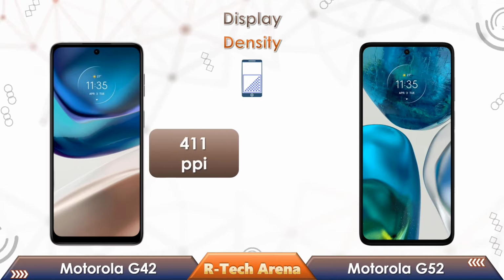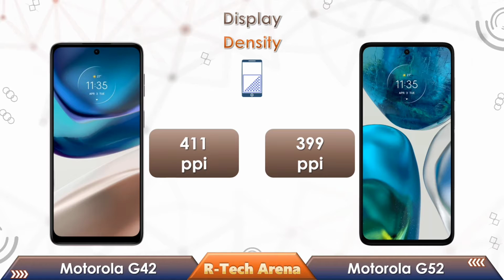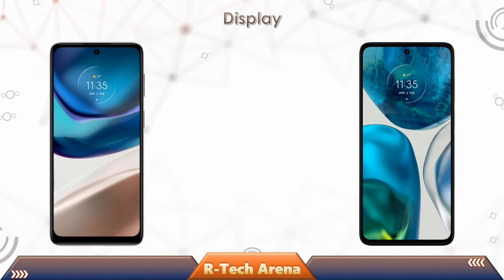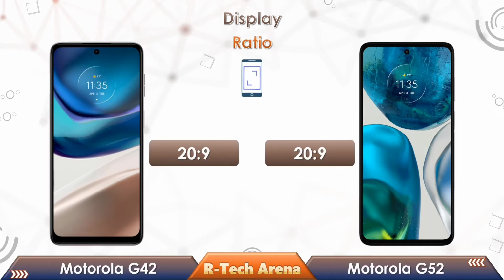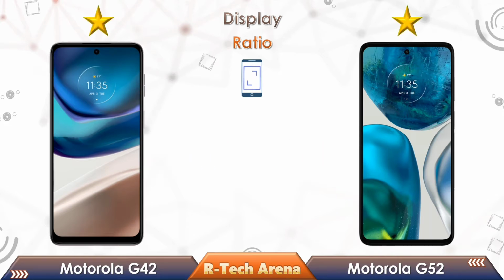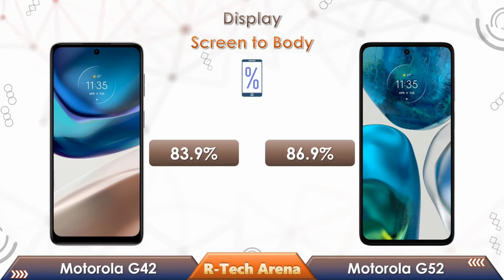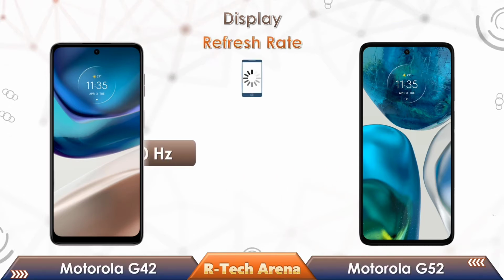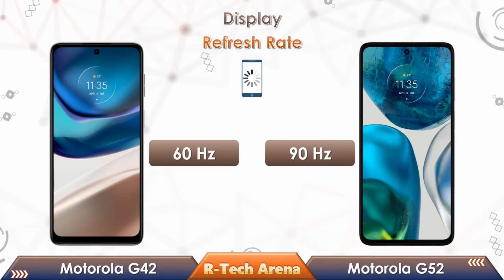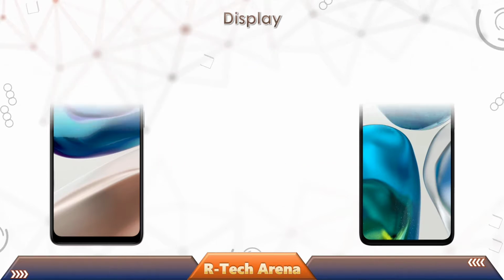Motorola G42 has a 411 pixels density, while the Motorola G52 has 399 pixels. In the aspect ratio, both the phones come with a 20:9 ratio. In a comparison of screen to body ratio, Motorola G42 has 83.9% and Motorola G52 has 86.9%. In a refresh rate comparison, Motorola G42 supports only 60 Hz refresh rate, while the Motorola G52 supports up to 90 Hz refresh rate.